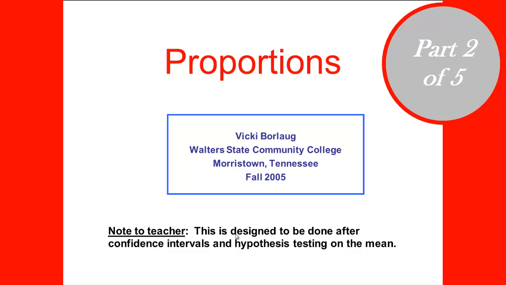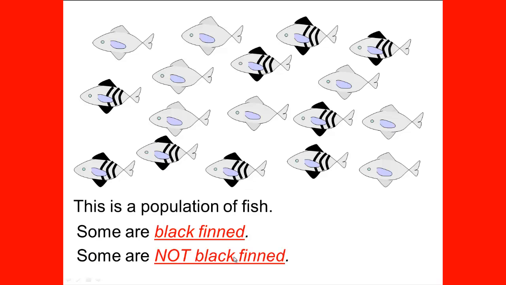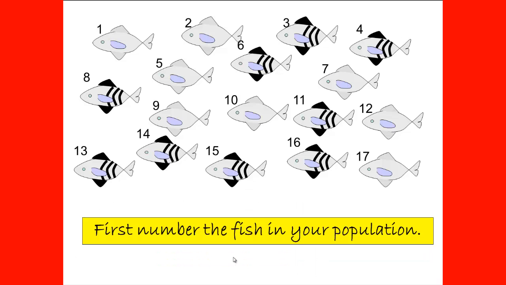We are picking up in the middle of our series, and we have covered one example on proportions. Now we're ready to look at a second example on proportions. This is a population of fish, and some of the fish are black-finned and some are not black-finned. We will take a random sample of 6 fish.